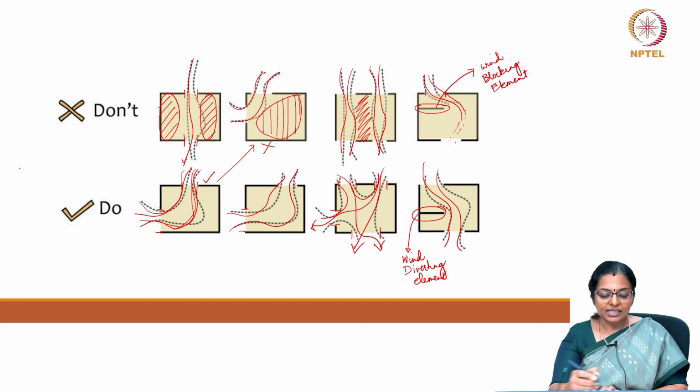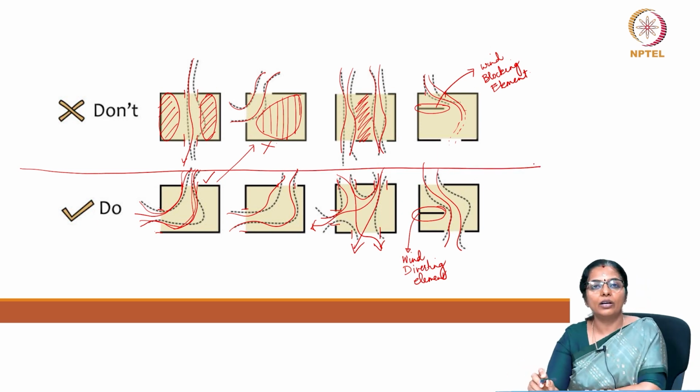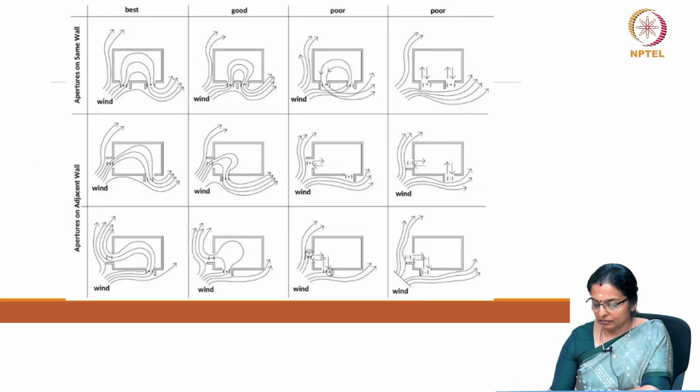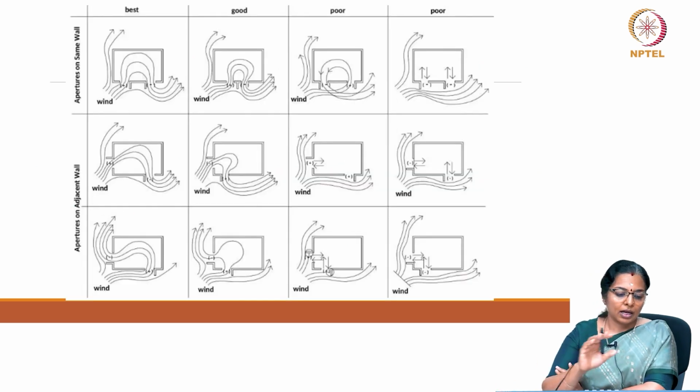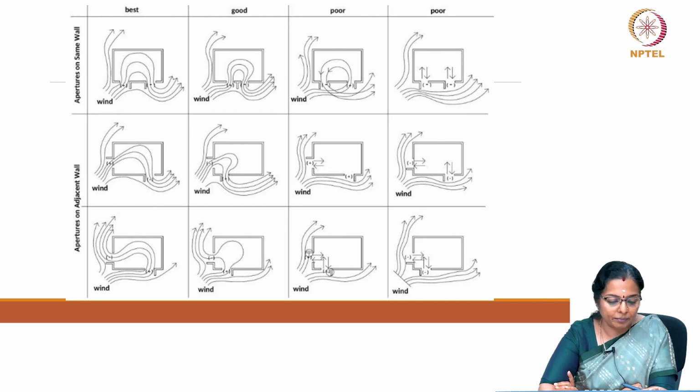So, these are the don'ts and do's of how windows should be located on walls. We will also look at what is the best case scenario, which is a good scenario, which is a poor scenario, and what are the situations we must avoid.